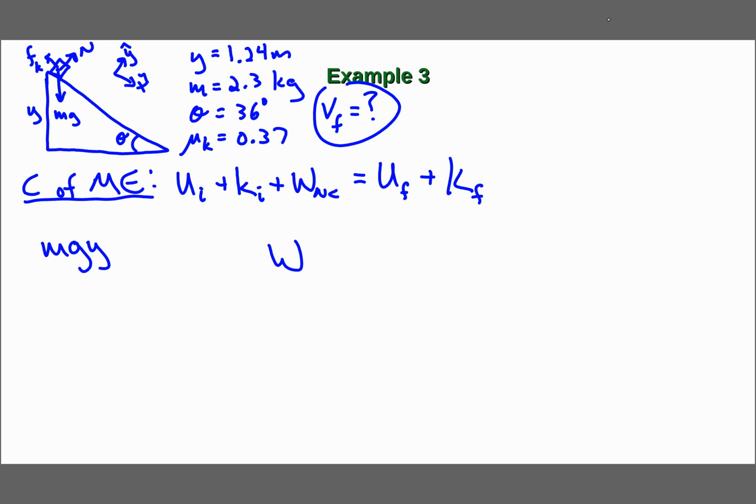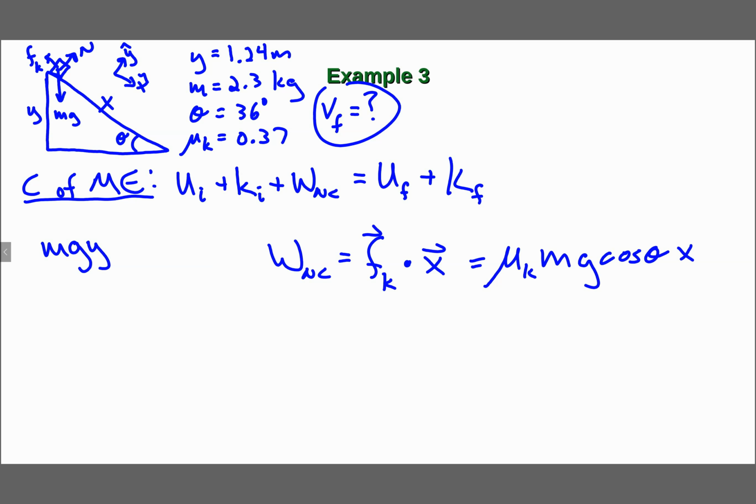And we know that W_nc is equal to friction times the displacement x. We'll call the length of this ramp x. Okay? Friction dot displacement. So that is going to be equal to mu sub k, right, times the normal force, which is going to just be mg, or sorry, the normal force is mg cos theta. And then the displacement, x.